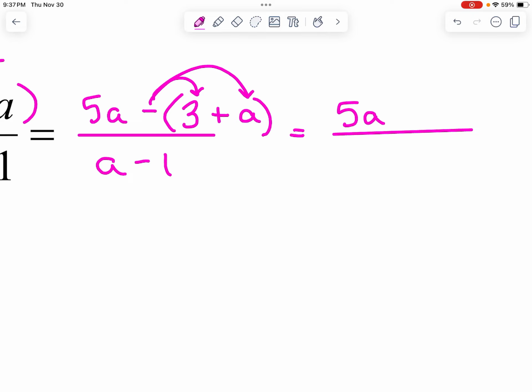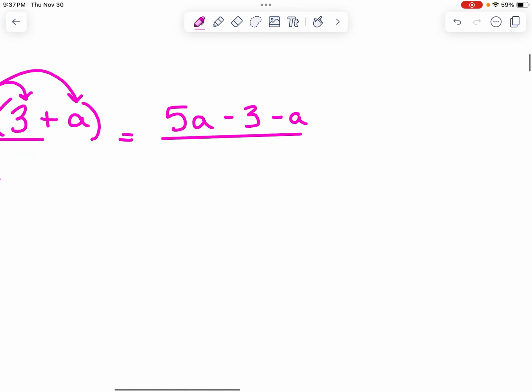Please get the dog out of here. Okay, so what's negative 3 times 3? Is negative 3 and then a minus a. Go ahead and let the dog out. I'll finish this up. You can handle that?